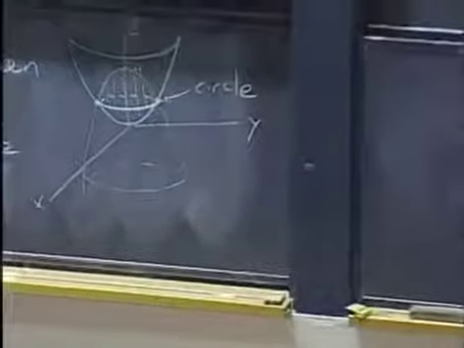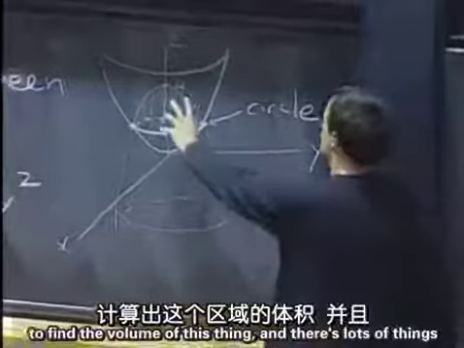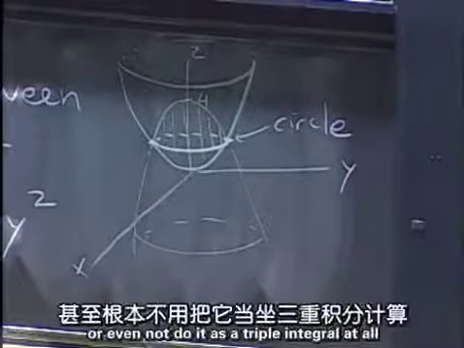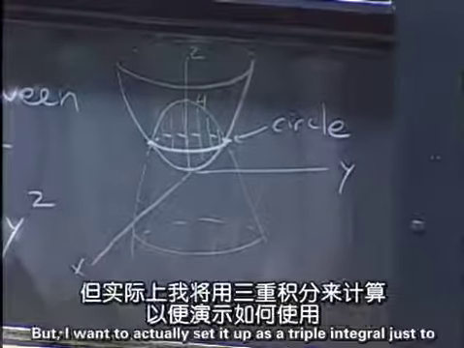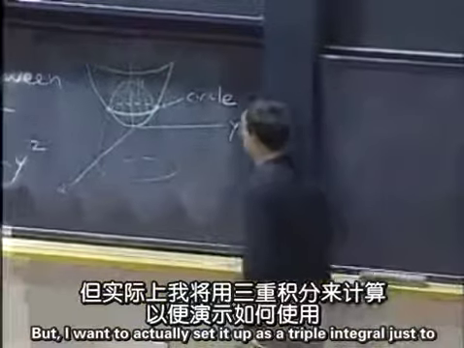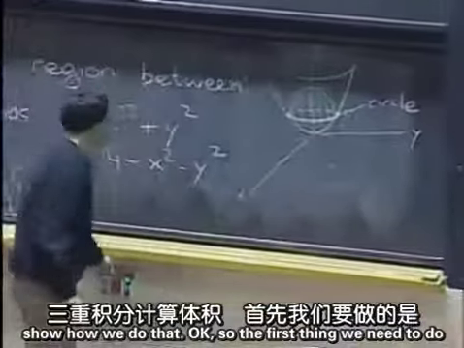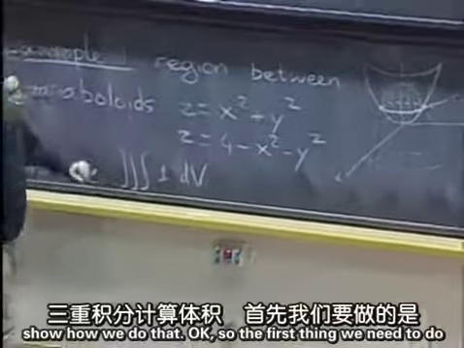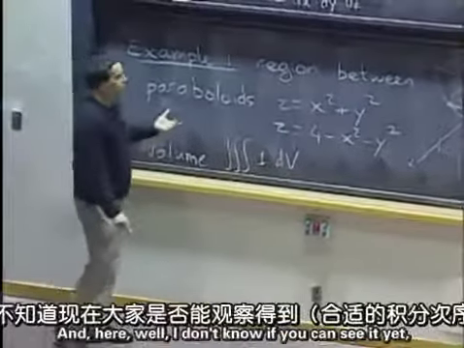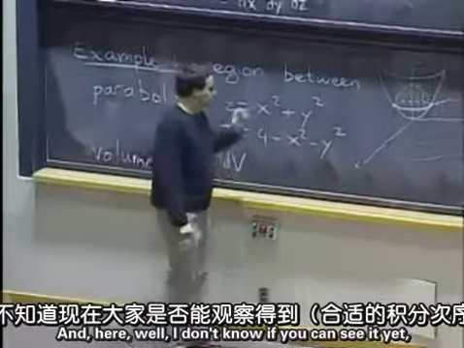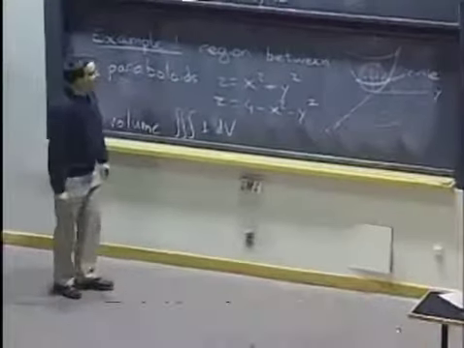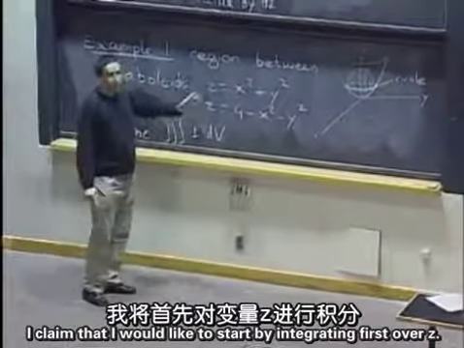Okay? So our goal is to find the volume of this thing, and there's lots of things I could do to simplify the calculation, or even not do it as a triple integral at all, but I want to actually set it up as a triple integral just to show how we do that. So the first thing we need to do is choose an order of integration. I claim that I would like to start by integrating first over z.